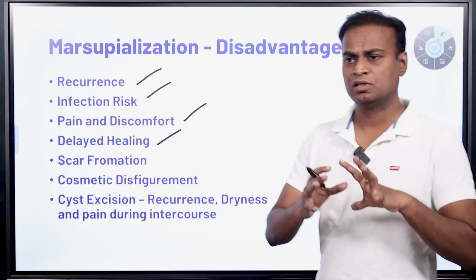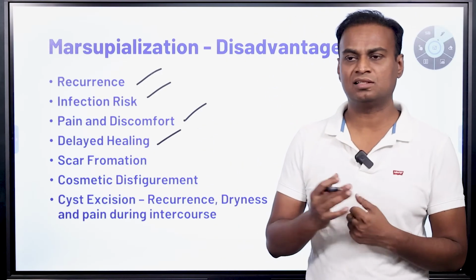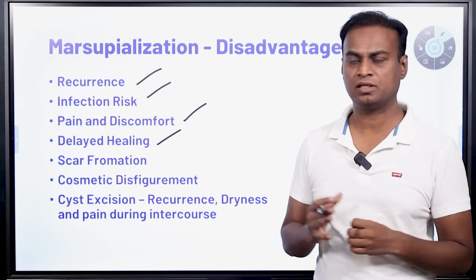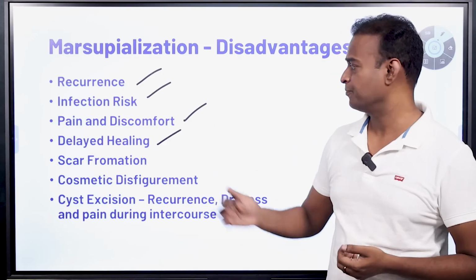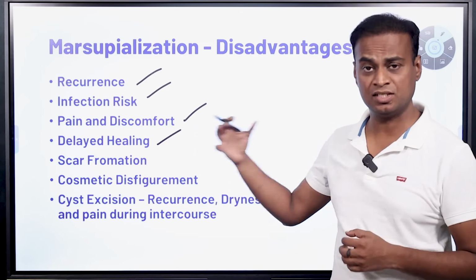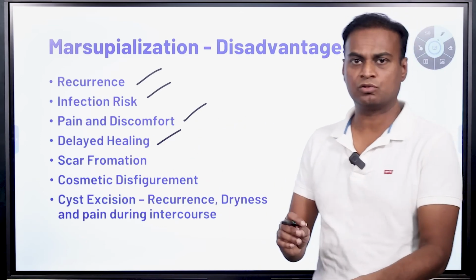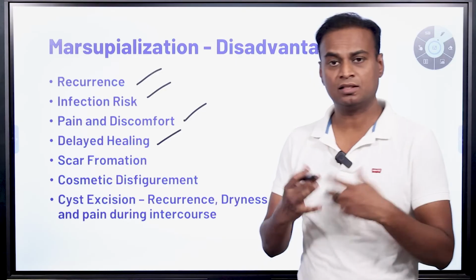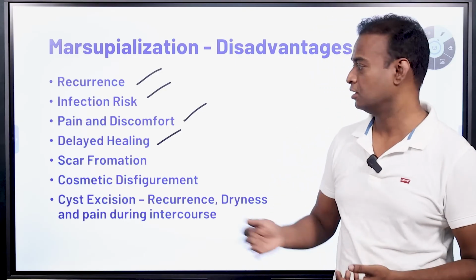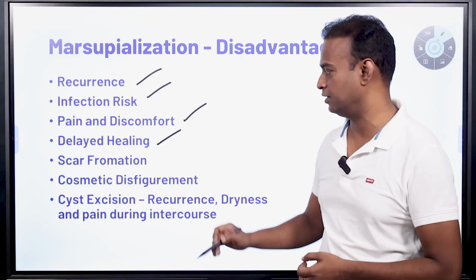Delayed healing. This is an area where it is concealed. It is not exposed to air or something like that. There is a lot of blood supply as well. That's the reason the healing gets delayed here. It is not like a wound outside that you cut and it gets healed quickly. It is not like that. The healing of the wound is also delayed.